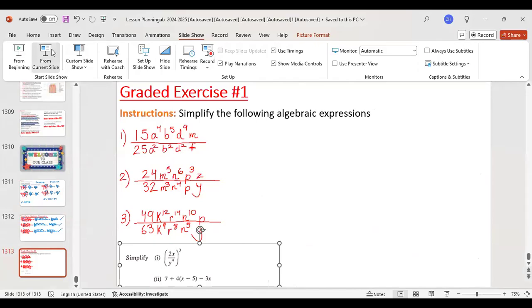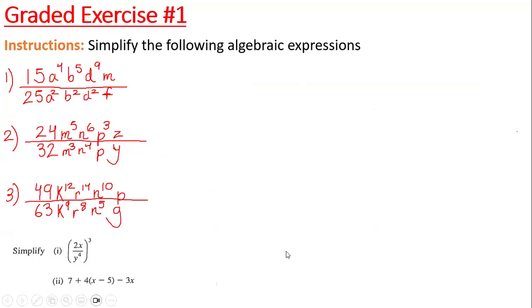What are y'all's answers for number one? Quickly, what are y'all's answers for number one? 3a to the power 2, b cubed, d to the 7, m over 5f. Did anyone else get that? I did. Yes, I got it.